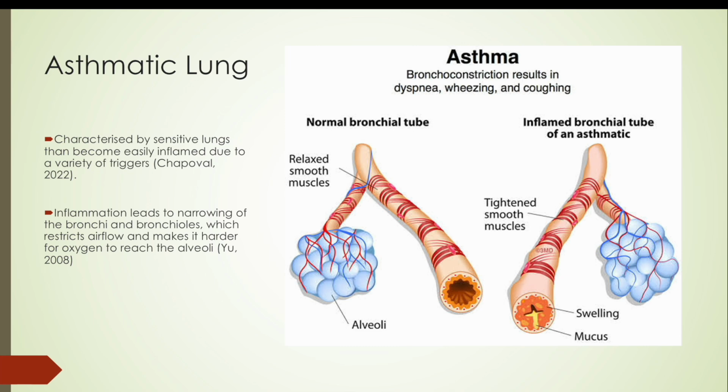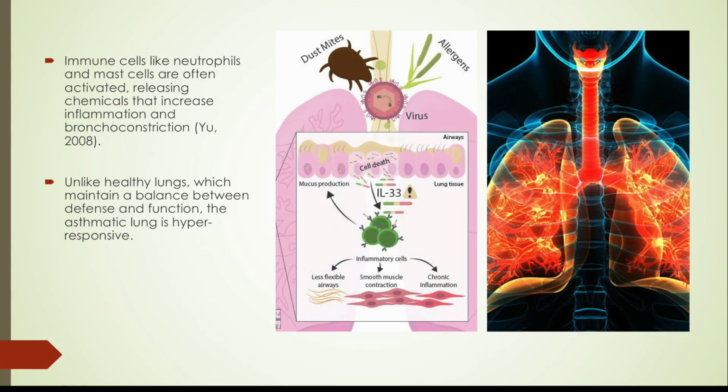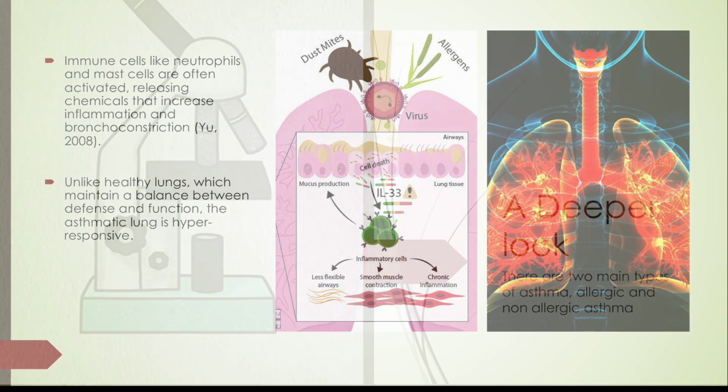The muscles surrounding the airways also tighten in response to triggers like allergens or irritants, a process known as bronchoconstriction. And this further limits airflow and makes breathing difficult. Additionally, immune cells like neutrophils and mast cells are often activated, and they release chemicals that increase inflammation. And all of these reactions greatly reduce the lung's ability to exchange gases, particularly during flare-ups. Unlike healthy lungs, which maintain a balance between defense and function, the asthmatic lung is hyperresponsive, which makes it harder for the body to get the oxygen it needs.